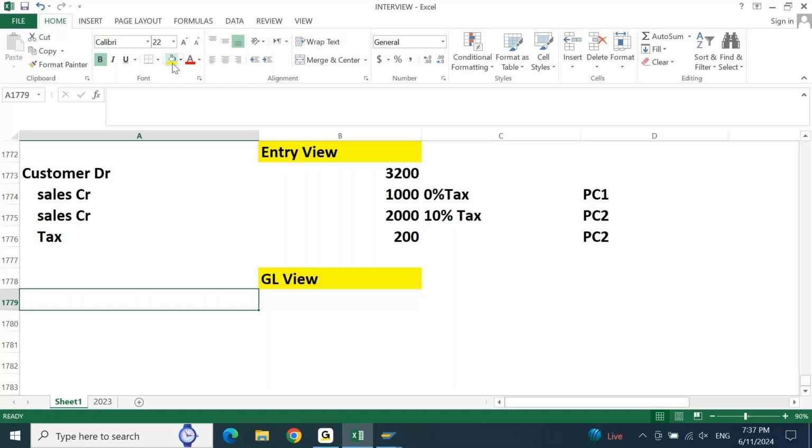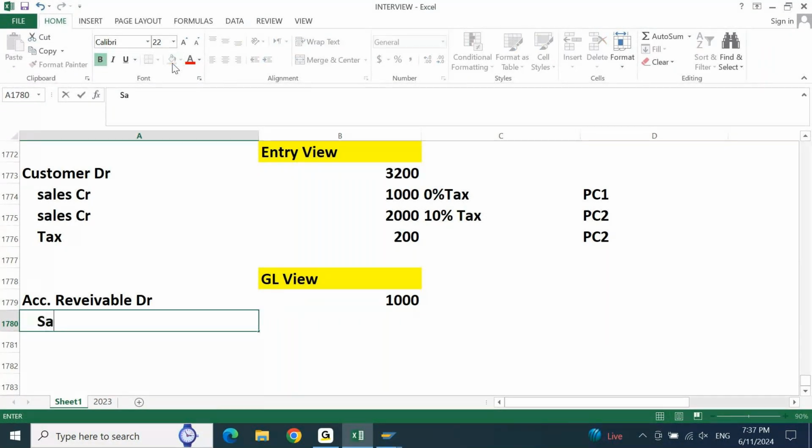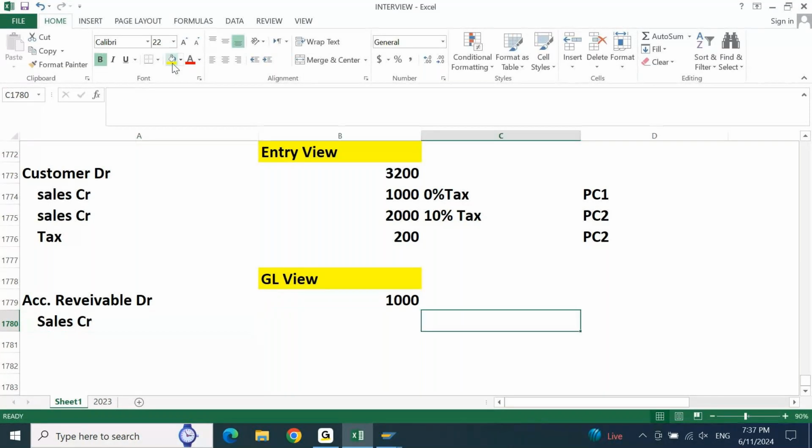Domestic accounts receivable debit. How much? Profit center wise, it is going to split 1000 and 1000. It is going to take sales, sales credit, profit center 1, 1000 for profit center 1.